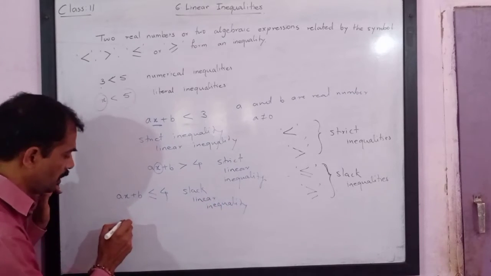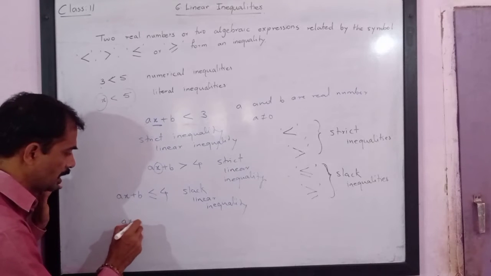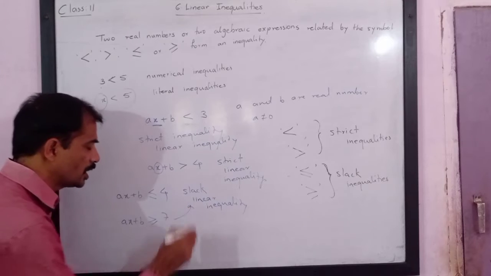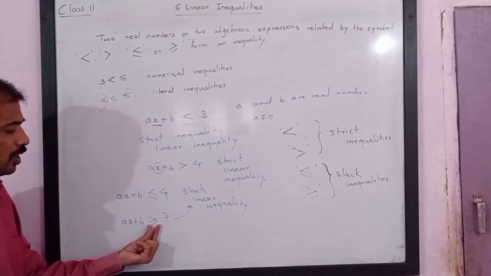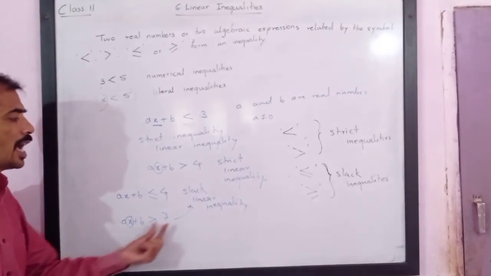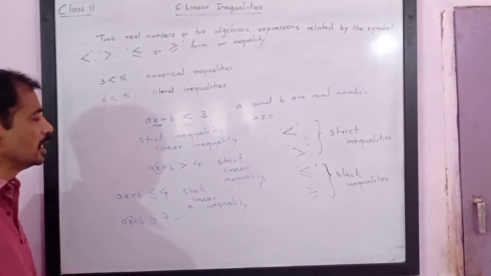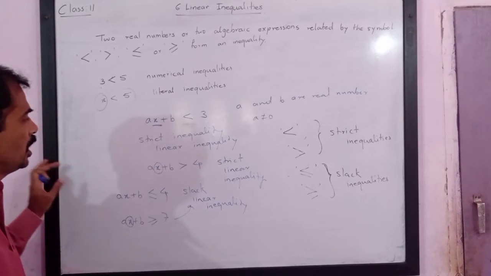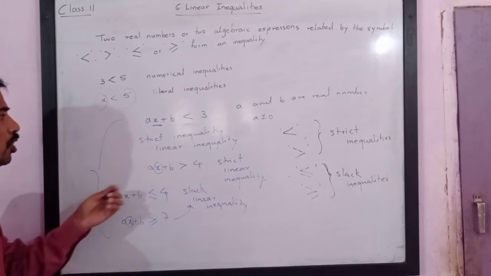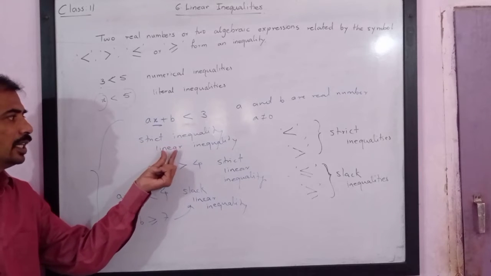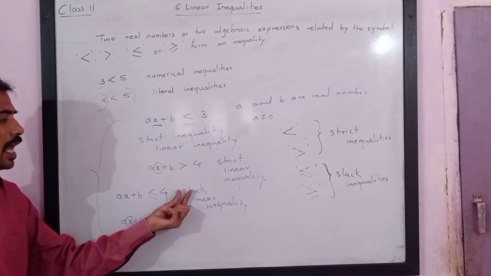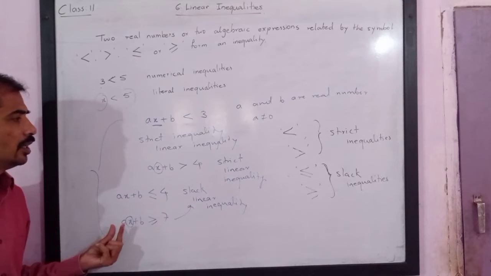If the relation is something like ax plus b greater than equal to 7, then also it is slack because of the symbol and linear because of the power. So it is a slack linear inequality. Please note, these relations are all in a single variable. So you can call this a strict linear inequality in one variable, and this a slack linear inequality in one variable.